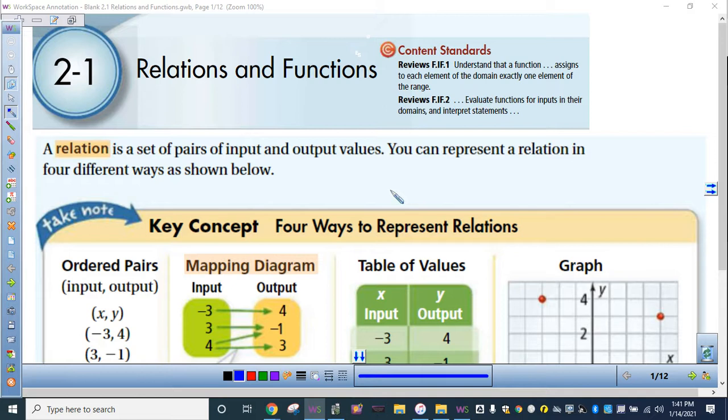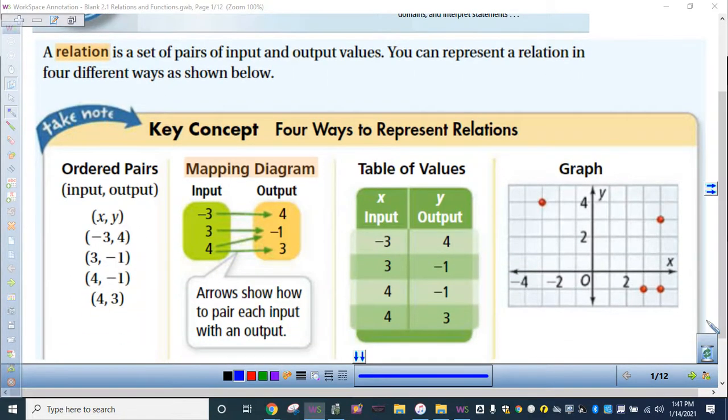Today we are doing 2.1 relations and functions. So this whole relation thing, I used to never even teach it. All it is, is a set of ordered pairs. The only difference between a relation and a function is that in a function, x values can't repeat. In a relation, they're just random values. X, y values, ordered pairs, as shown here.